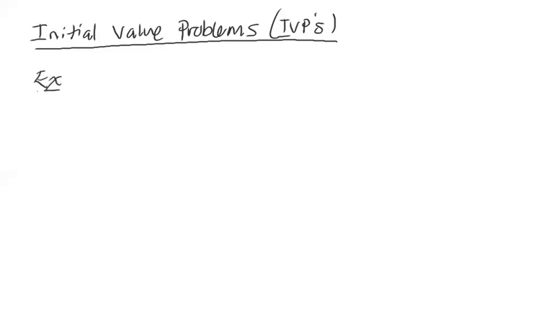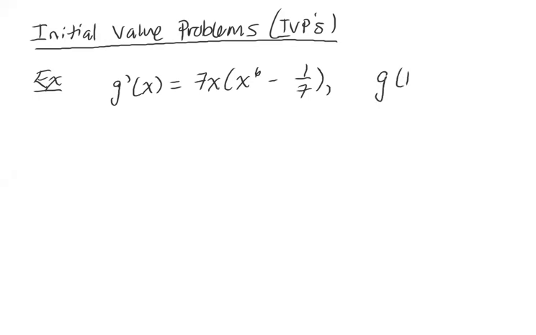Let's say we're told that the derivative of a function g prime of x is equal to 7x times (x to the 6th minus 1/7). And then we're told a little bit more information. We're told that g of 1, not g prime, but g of 1 is equal to 2. This part here is enough for me to be able to find the arbitrary constant c.